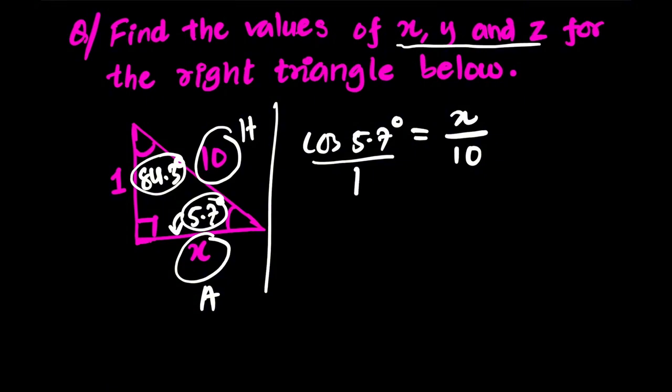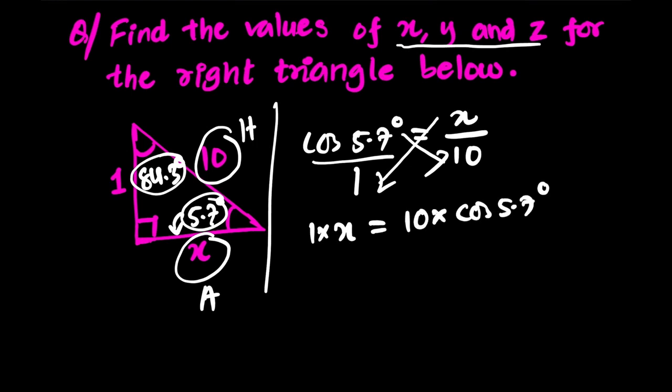There is a denominator of 1 here. Now cross multiply this, which becomes 1 times x equals 10 times cos of 5.7 degree, so x is approximately equal to 9.9. So the value of x equals 9.9.